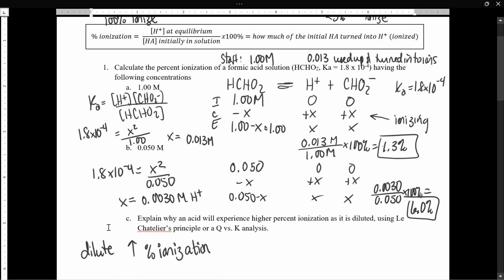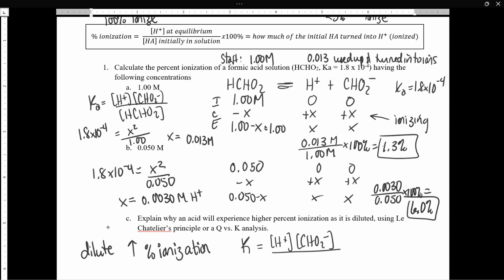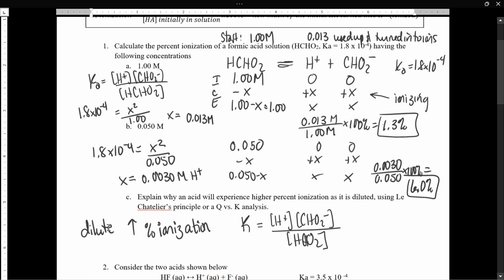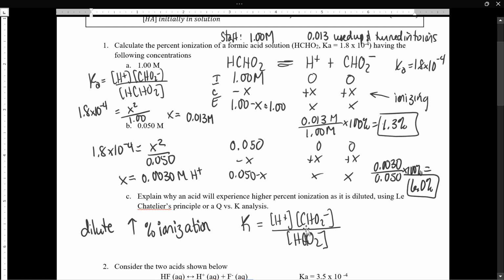And if you think about why, there is a Q versus K argument that you can make here. All right, so let's go back to this K expression. So here is the K expression for this particular acid. And let's say you have this acid dissolved in water. So you've got some of the acid present, you've got some of these ions present. And let's say you were to come along and dilute this solution. When you dilute a solution, you increase the volume, and that's going to decrease the molarity.